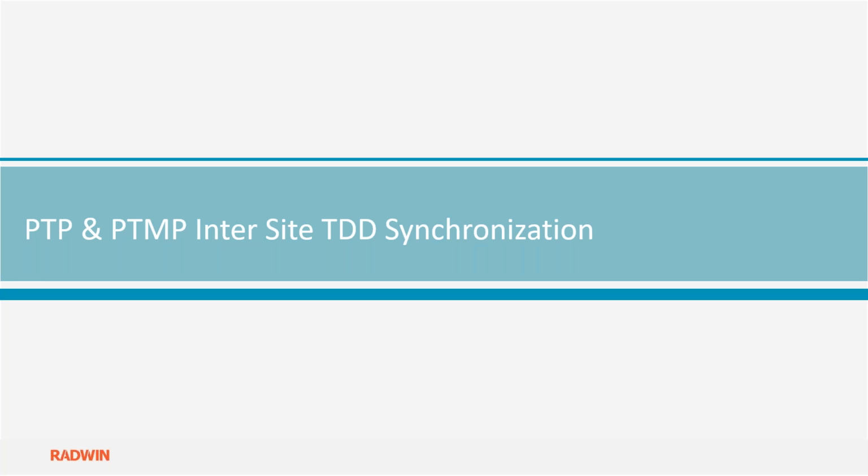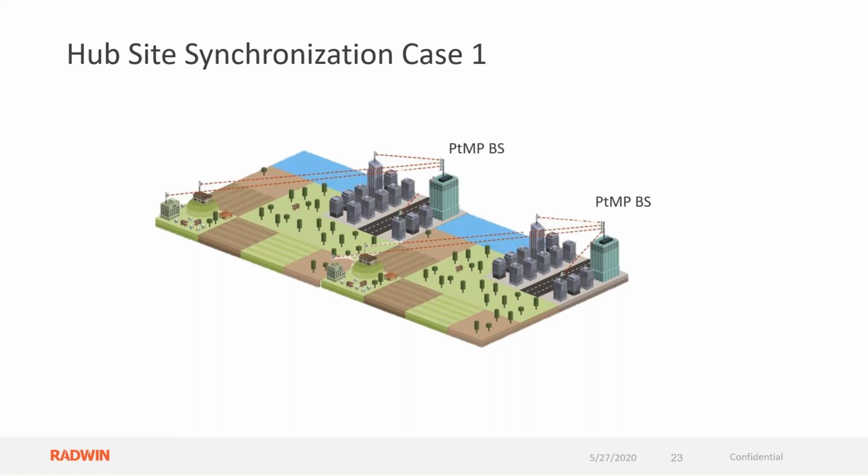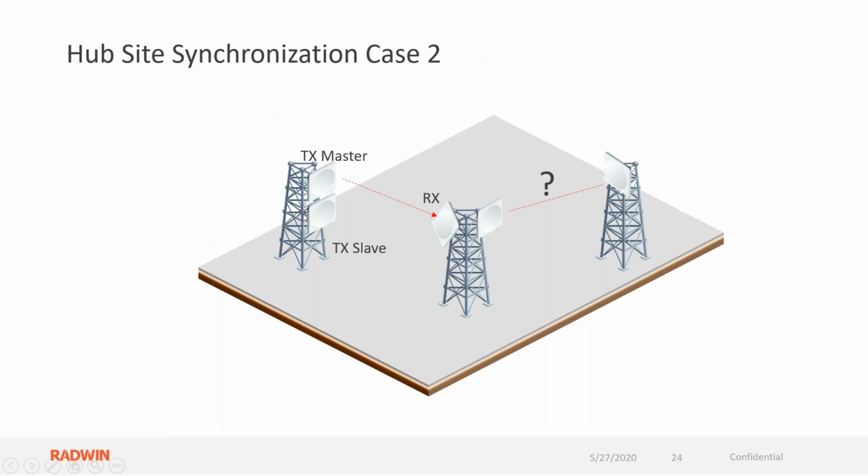Now, between sites, point-to-multipoint, point-to-point and point-to-multipoint, inter-site TDD synchronization. You can imagine here where we have a full deployment of point-to-multipoint base stations. This is case one. We have a full deployment of point-to-point in a city or between towers.